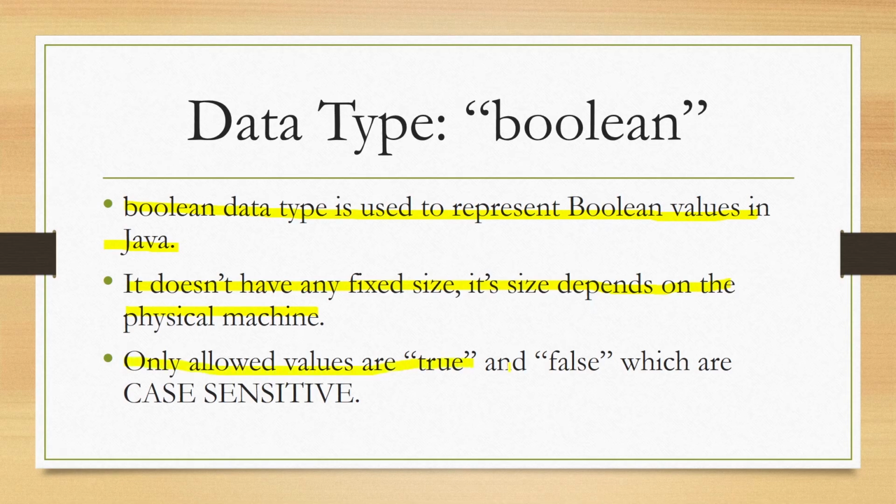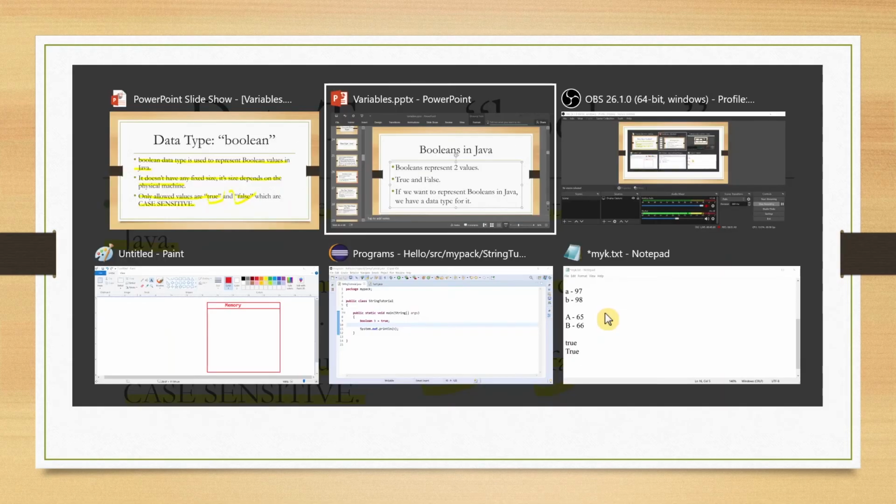The only values allowed in boolean are true and false, and they are case sensitive. It is important to know that both of these values, true and false, are in lower case, and writing any of the characters in uppercase would result in an error and would not work as a boolean value. It would take a completely different meaning. So let's look at boolean in the code now.